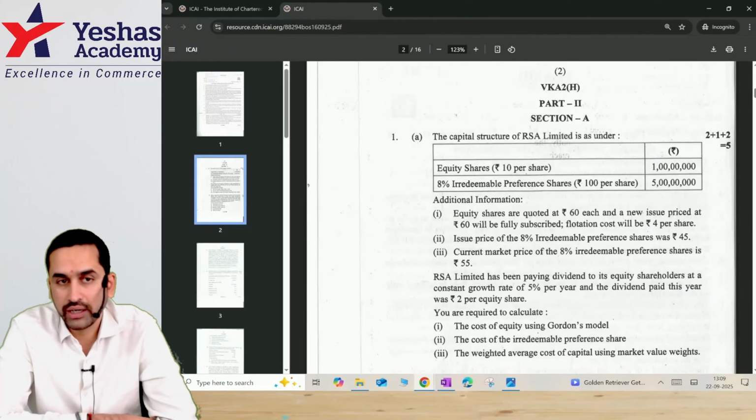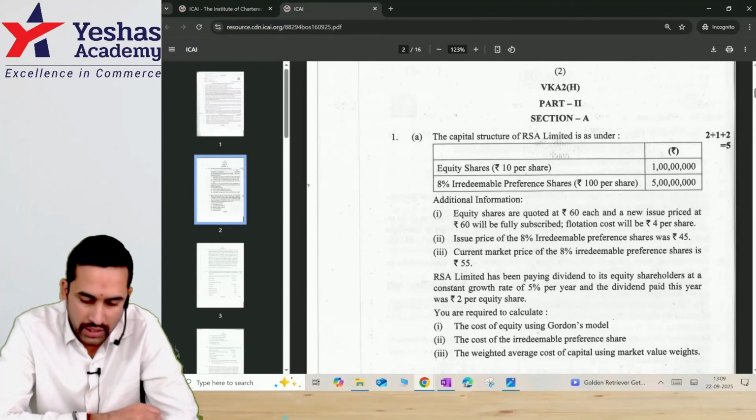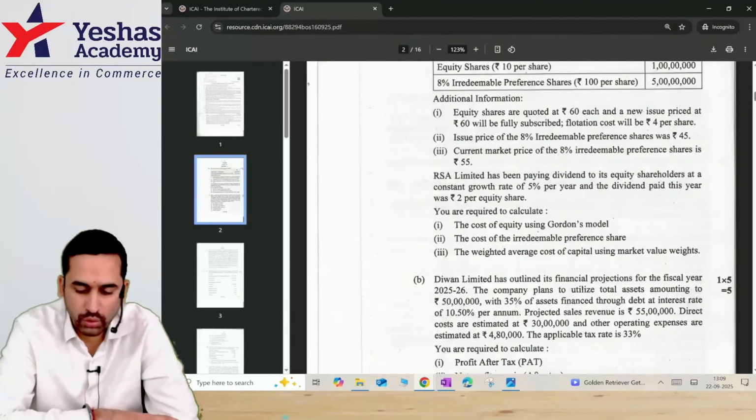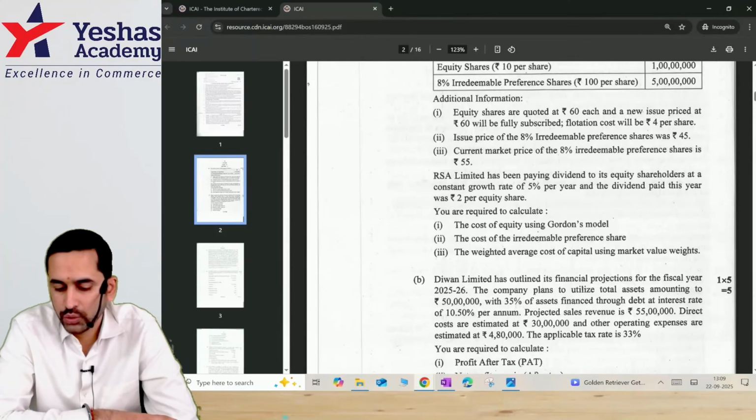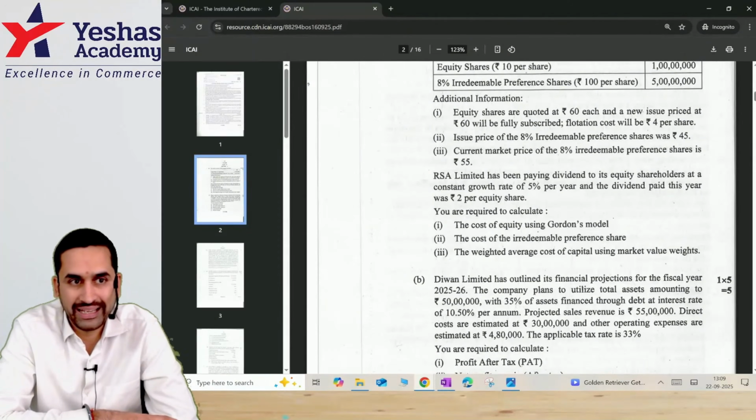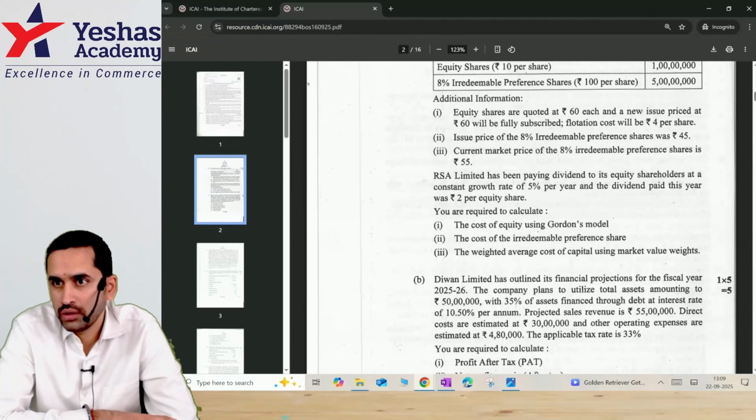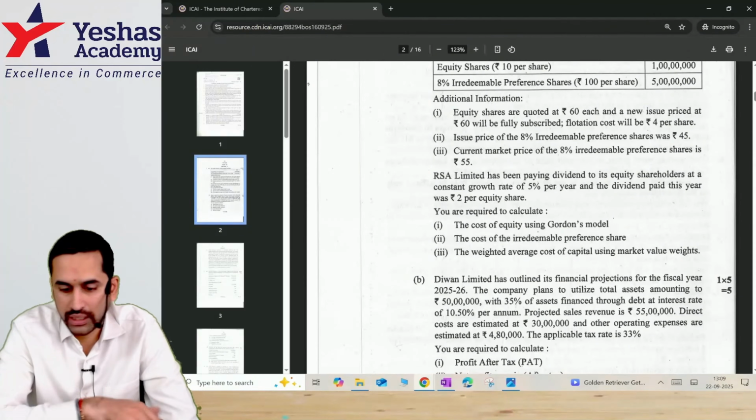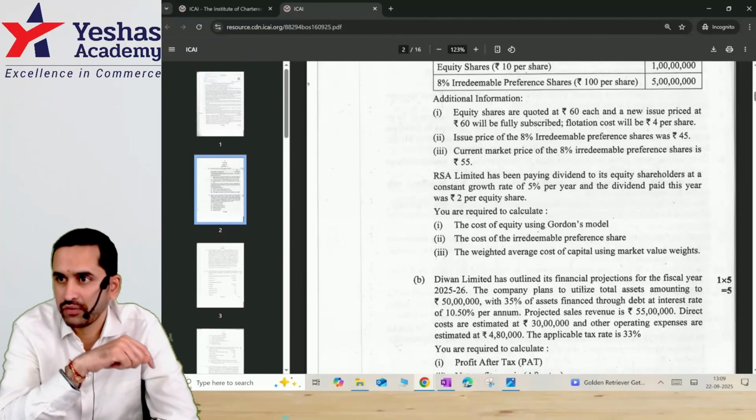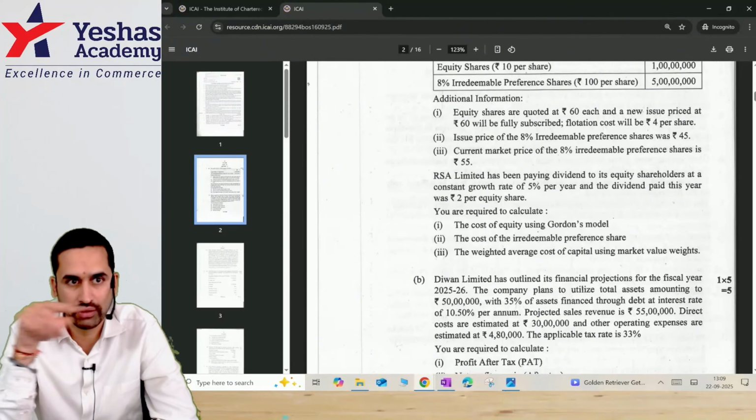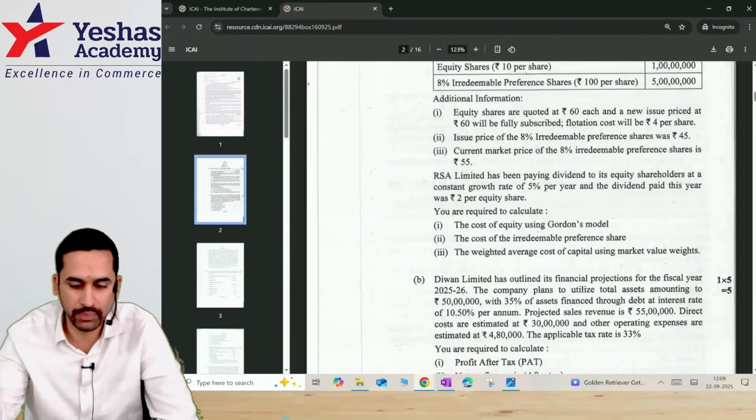So this is the dividend plus growth model. This is Gordon's growth model. Now you see how the question is given. They want you to do three things. Cost of equity using Gordon's model. So it is KE is equal to D1 by P0 plus G. G is given. D1 you can find out if you know D0. D1 by P0 plus G, calculated separately.